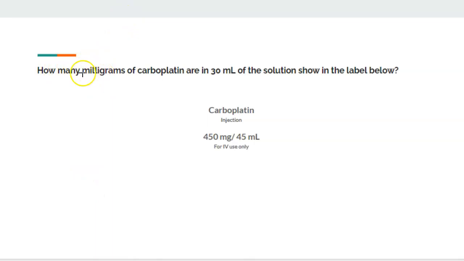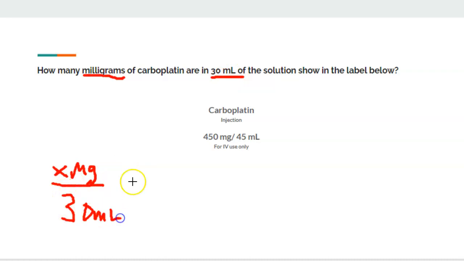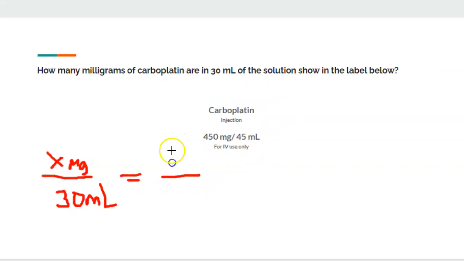It's similar. How many milligrams, so we're figuring out milligrams, of carboplatin, which I'm not familiar with that medication, in 30 milliliters of a solution, and this is our label. So we're trying to figure out in 30 milliliters how many milligrams are in that. So we want to set X to milligrams, right? Because that's what we're trying to calculate. And we're going to put that over what we have, that's 30 milliliters, right? And that's equal. And here is our stock solution.